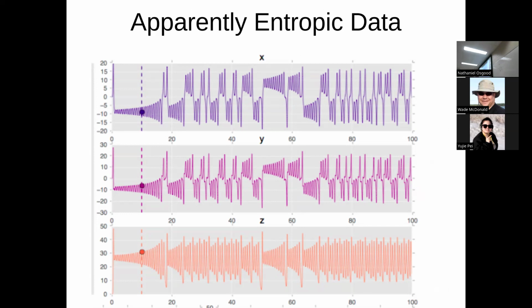Let me show it with a classic example. So here's some data. By appearances, it's very entropic. You see some patterns, right? There are some apparent regularities. If I were to push you to say what regularities you see, you might say it's a bunch of high frequency oscillations. They grow in magnitude, and then there's a bigger one, and then they shrink, and then they grow.